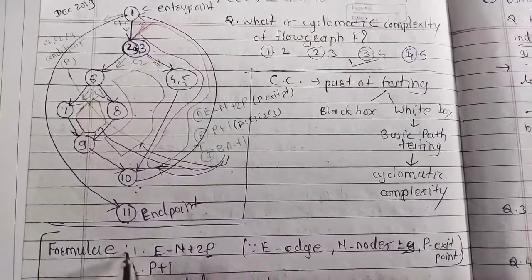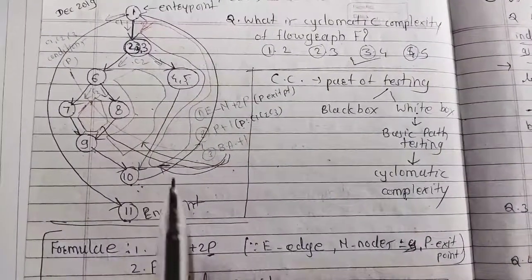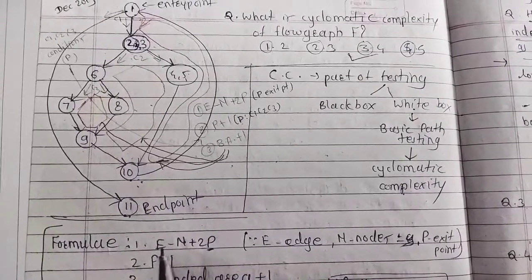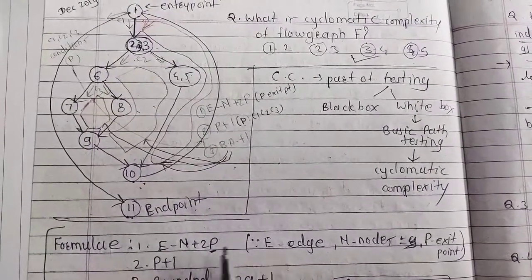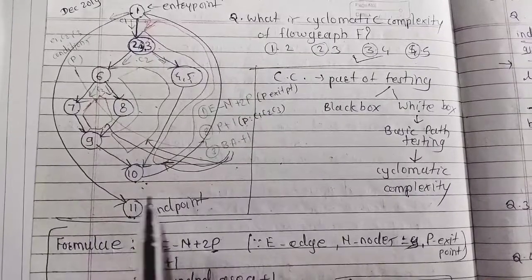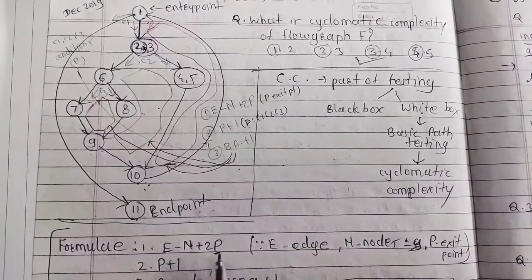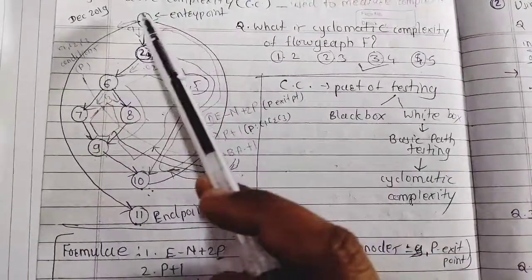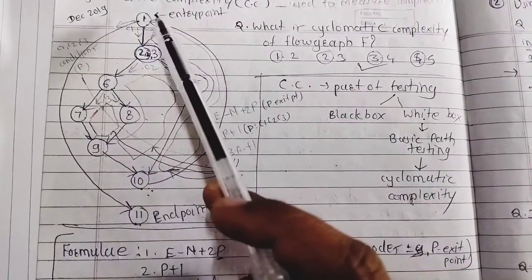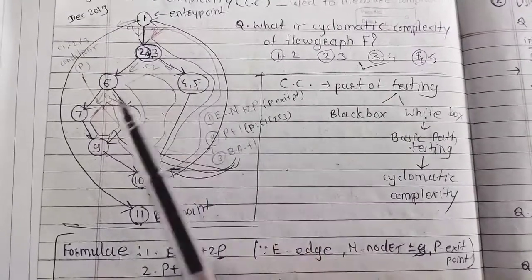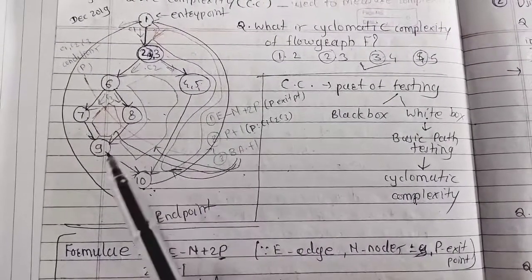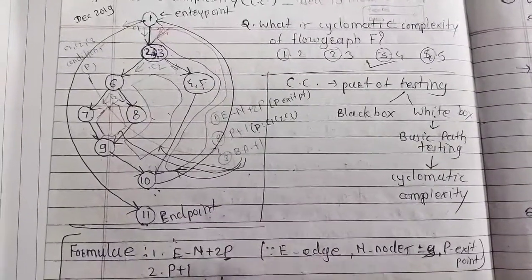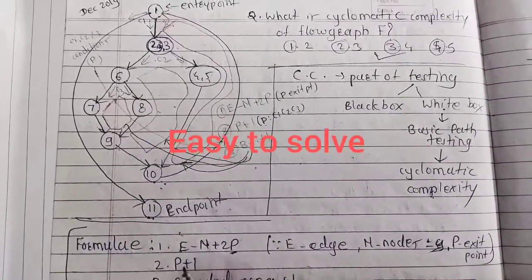The main formula used in this type of question is E minus n plus 2p. E means the number of edges, n means nodes, that is vertices, and p is the exit point. In this flow graph, there are vertices or nodes 1, 2, 3, 6, 4, 5, 7, 8, 9, 10, 11. This is the entry point, this is the exit point. That is the first formula. The second formula is p plus 1.